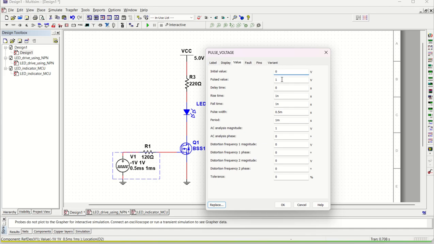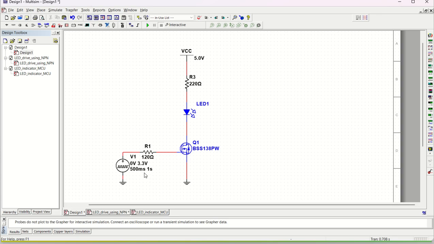Let us say initial voltage I will keep 0, final voltage I will keep 3.3 volt, and since I will not be able to see 0.5 milliseconds, I will make the pulse width 500 millisecond. And the period is 1 second or 1000 millisecond, so half of the period it will be off and half of the period it will be on. So this is my power supply that we have configured. Now half of the time it will be on, half of the time it will be off due to this particular pulse source. Let us run it. You can see the LED is blinking at a continuous rate of 500 millisecond.